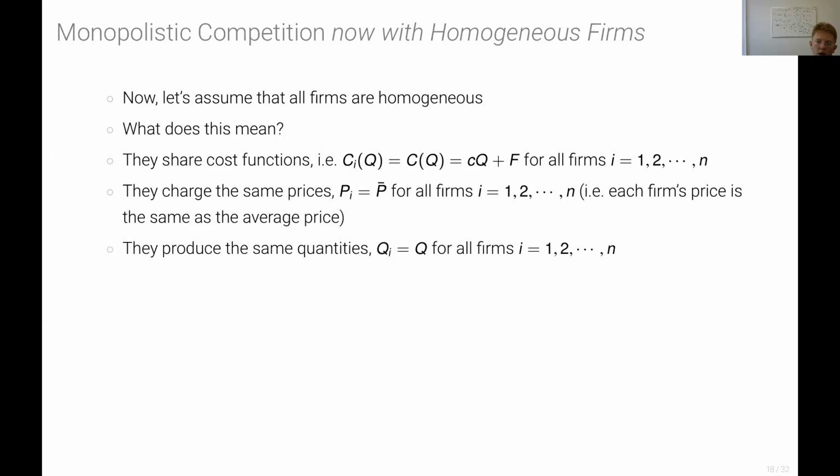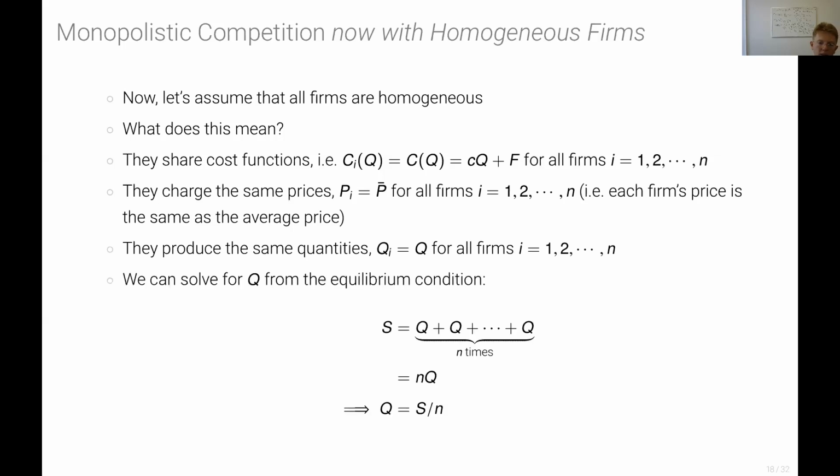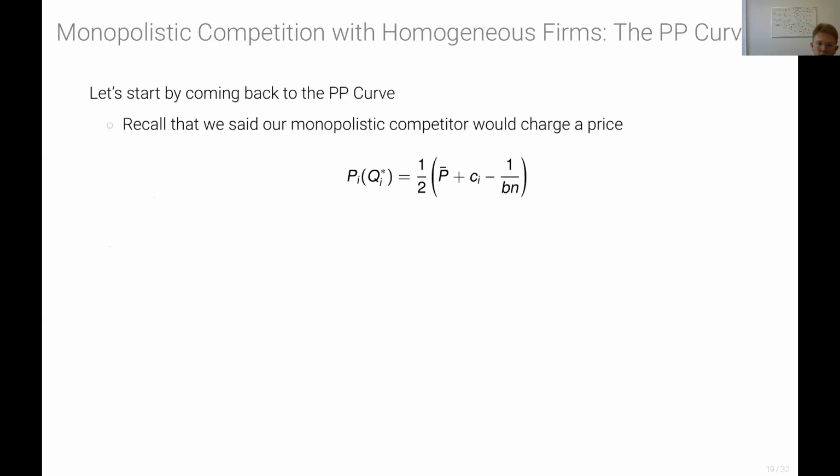So if Q_i is equal to some Q for all firms, we can go back to the equilibrium condition where market demand has to equal market supply. Since they all produce the same quantities, the quantity each firm produces is just whatever market demand is divided by the number of firms. In other words, Q is equal to S over N. And now we can start by coming back to the PP curve.